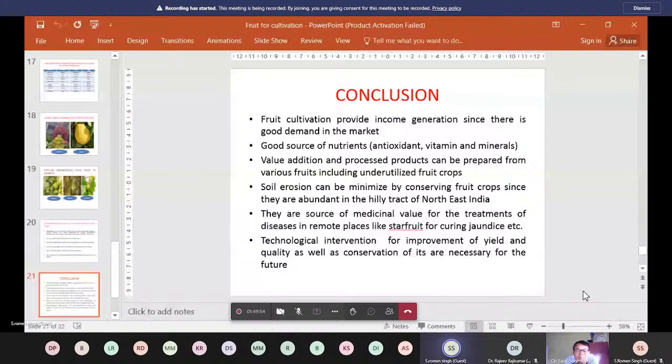So I want to conclude that technology intervention and improved technology for improvement of yield and quality are needed, as well as conservation for the future of these important fruit crops, which are a source of income generation for the northeastern region as well as Manipur.